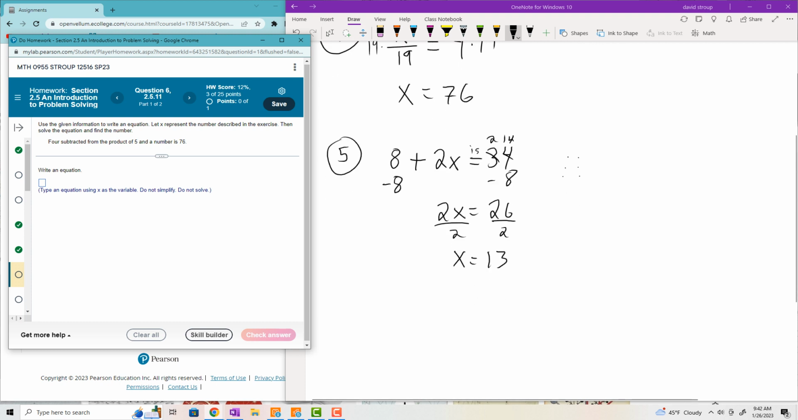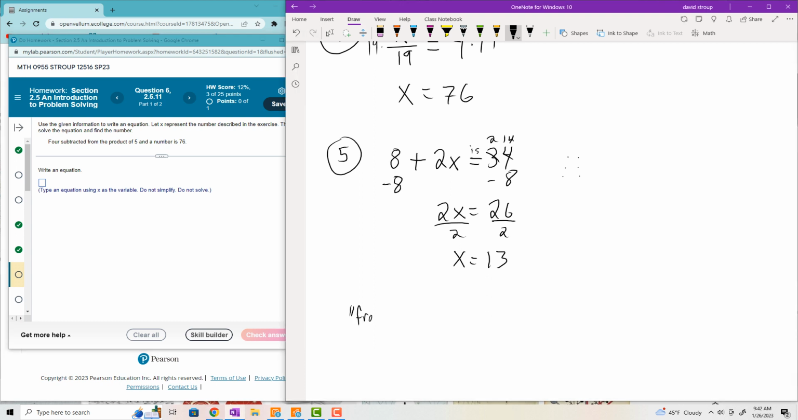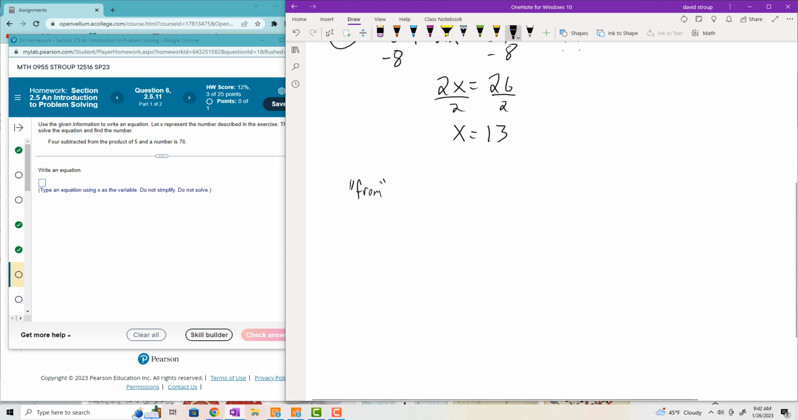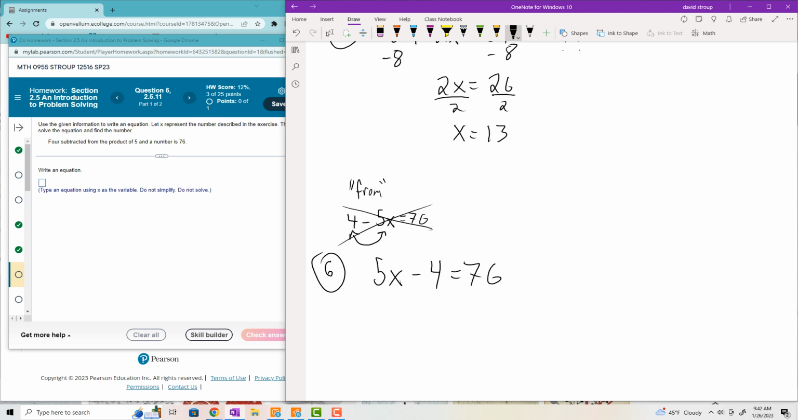Okay, so here's one of those subtracted problems. And usually for subtraction, if I see the word from, it's going to mean that you need to reverse the written order. So right now it's written 4 subtracted from the product of 5 and a number is 76. But when you see that word from, you're going to have to reverse the order of the difference. So it's not 4 minus 5x. No, that's wrong. You're taking 4 away from the product of 5 and a number. So you're going to write 5x minus 4 is 76.